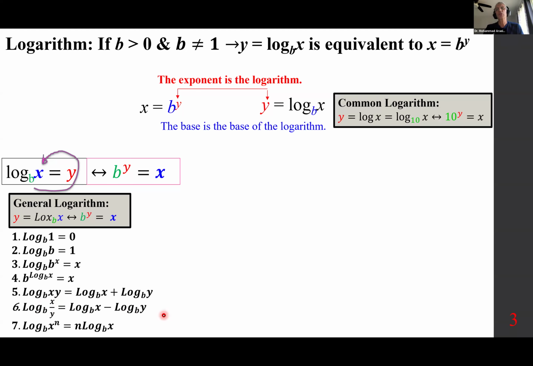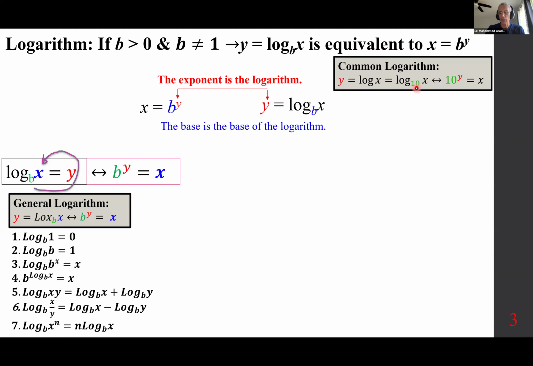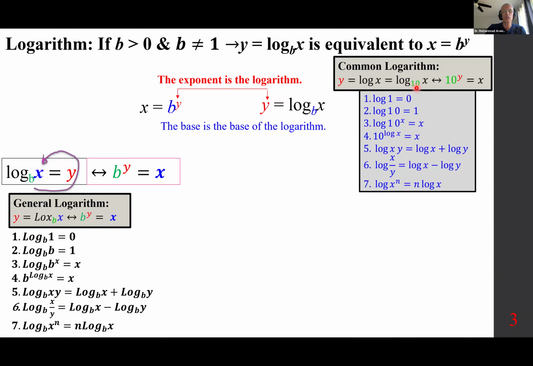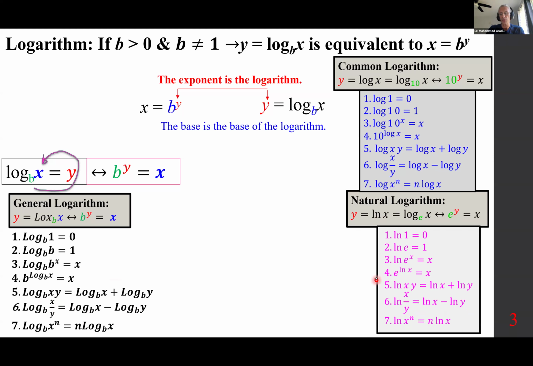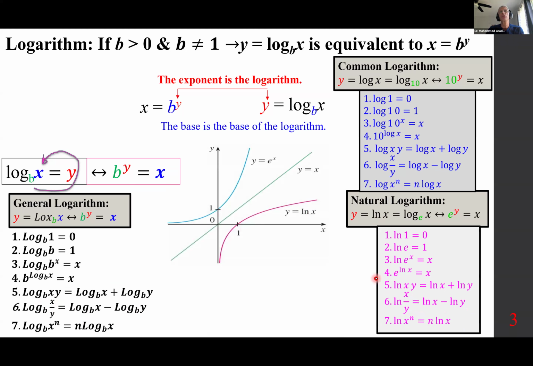If we put log, that means the base is 10, common log, and we can see the transformation here. If we use ln, that means it's a natural log with the base e, and we can see the transformation here. Because logarithmic functions and exponential functions are inverse functions, they must be symmetric with respect to the line y equals x.